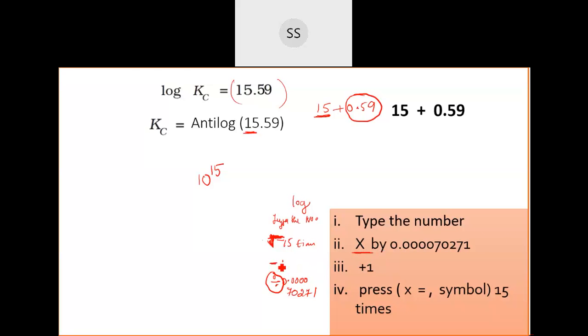Then this -1 will become +1. And then you have to press into equal to cancel that root. It is into equal to, 15 times. Then you will get the answer. Whatever answer you get, that is the final one. I think 3.89 something you'll get, approximately 3.9.